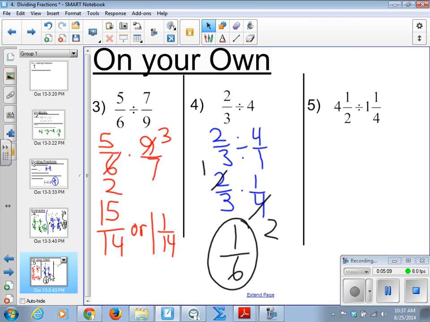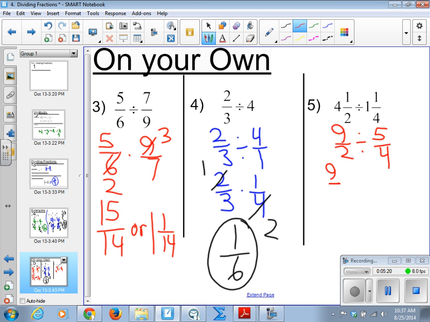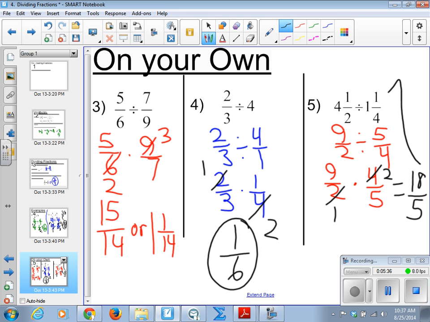Finally, the last one. 4.5 divided by 1 1/4. Make these both improper. So we've got 9/2 divided by 5/4. First term's the same. Divide becomes multiply. Second term we flip. And again, you see we've got 4 and 2. Divide 2 out there. We got 18/5, which is fine by me. Or that becomes 3 and 3/5. This concludes your lesson on dividing.